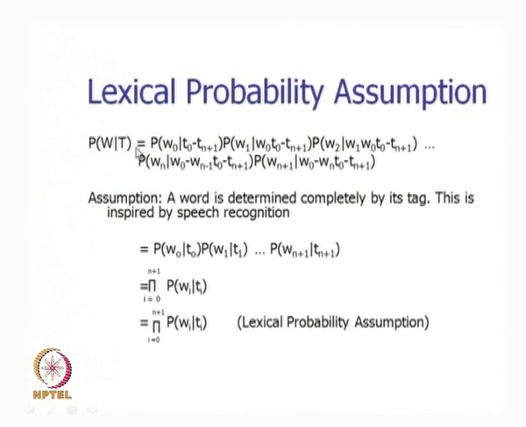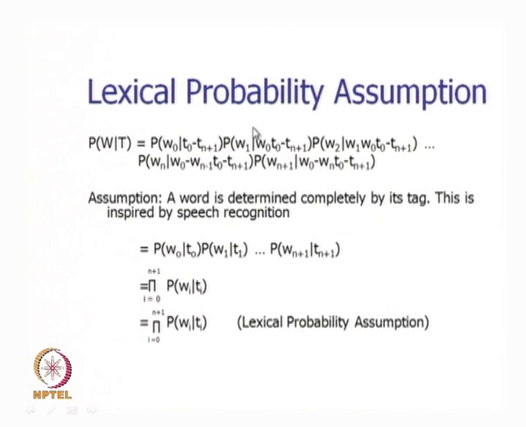T 0 to T n plus 1 is nothing but capital T. P w 1 given w 0 and capital T. This is the chain rule. P w 2 is nothing but P w 2 given w 1, w 0 and the whole tag sequence. Finally, we have the two expressions here, P w n given w 0 to w n minus 1 and the whole tag sequence T 0 to T n plus 1. The last expression is P w n plus 1, which is conditioned by w 0 to w n and the whole tag sequence T 0 to T n plus 1.